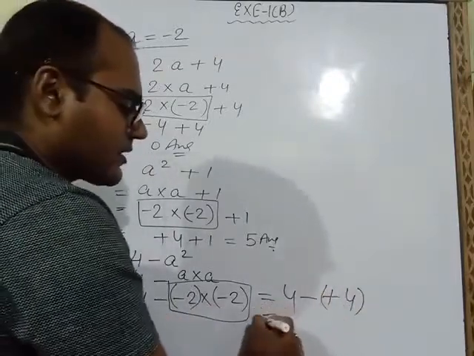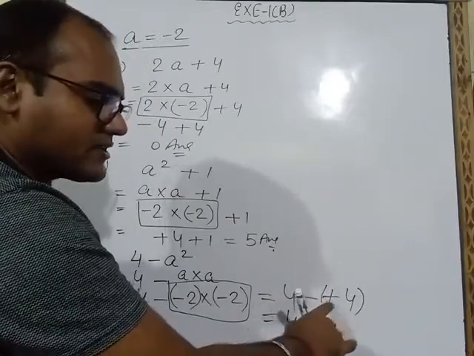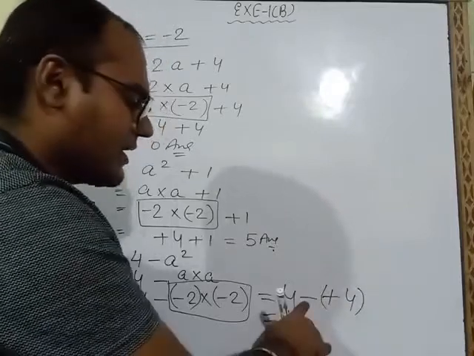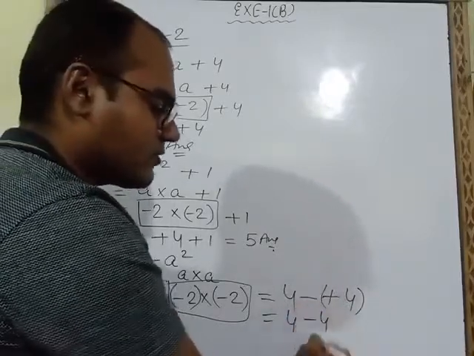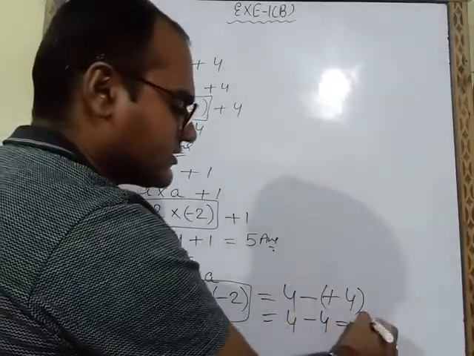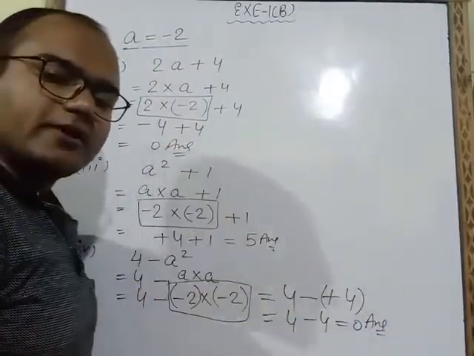Next step, 4 we will write as it is, minus and plus, bracket is coming now, so we have to multiply these two signs. Minus multiply plus, so minus plus minus 4. This 4 we will write as it is. 4 minus 4, final answer is 0. So like this you have to do question number 2.